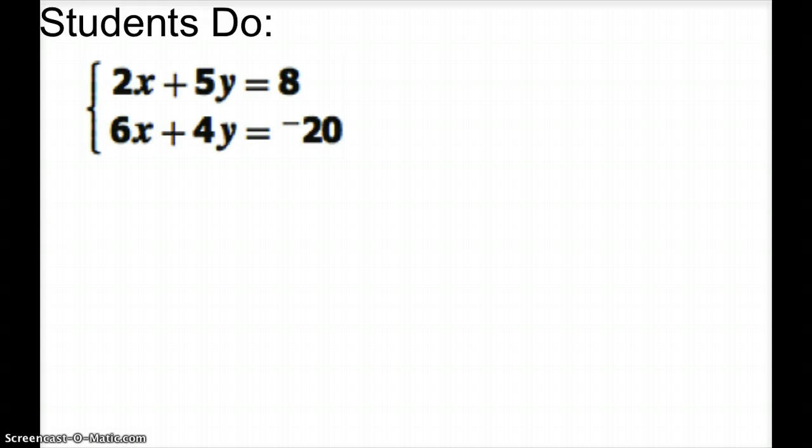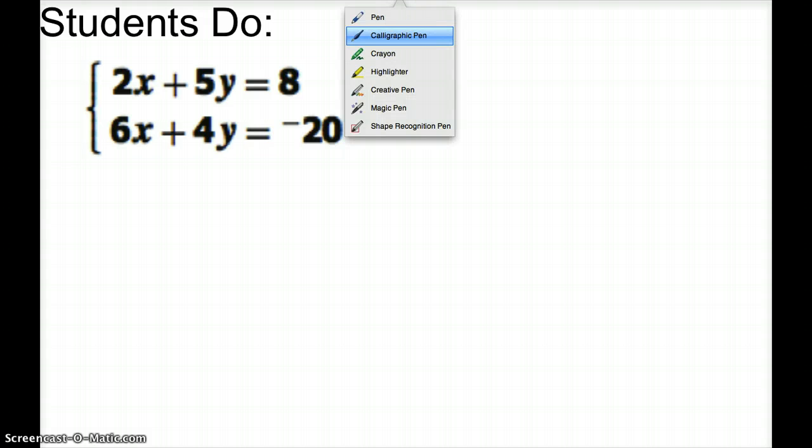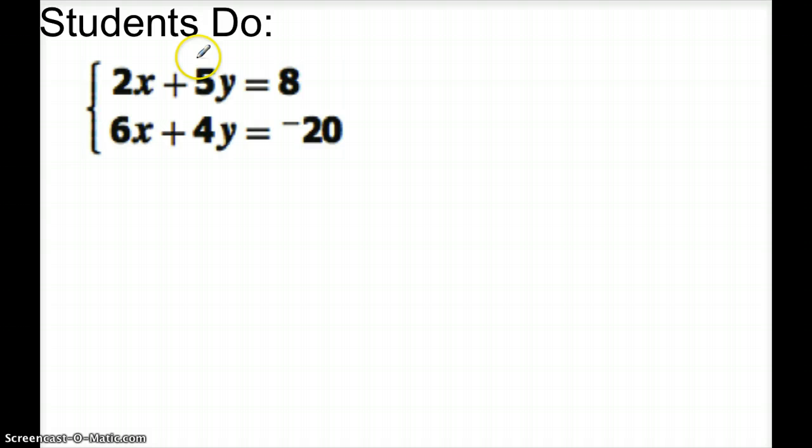Now, when I look at these questions, I have to make sure that everything lines up. My x's are together, my y's are together, equal signs, and my numbers are together. I need to make sure that something's going to go away. I can get rid of the x's. I can eliminate the y's. It doesn't really matter. I'm just going to eliminate the x's.